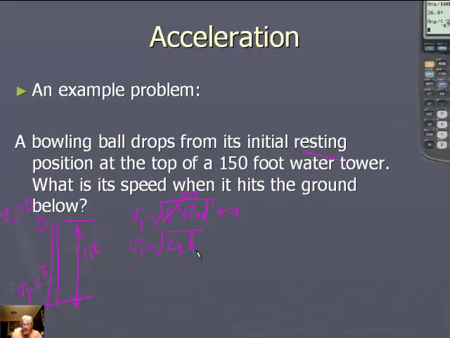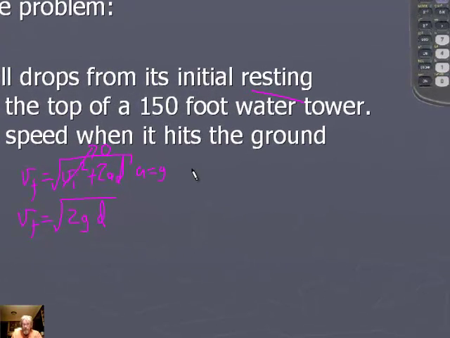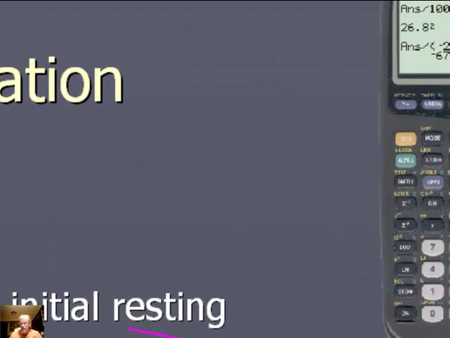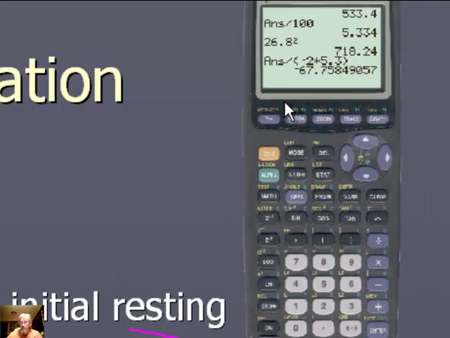Now, g is in meters per square second, so d can't be in feet. I'm going to have to do a little unit conversion here. I'll do that right here, 150 feet, and I'm shooting for meters. Well, a foot is 12 inches. That'll be my first starting point. And an inch is 2.54 centimeters, so that'll get me into centimeters. And there are 100 centimeters in a meter. So when I do my arithmetic here, I'll have the height of my water tower in meters.